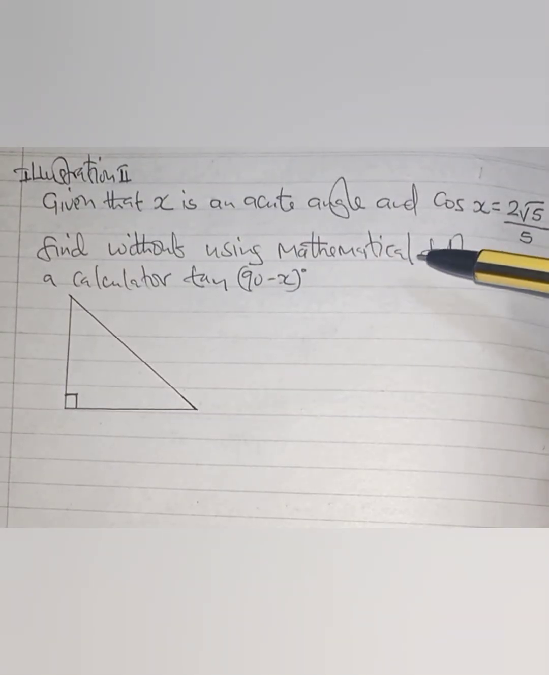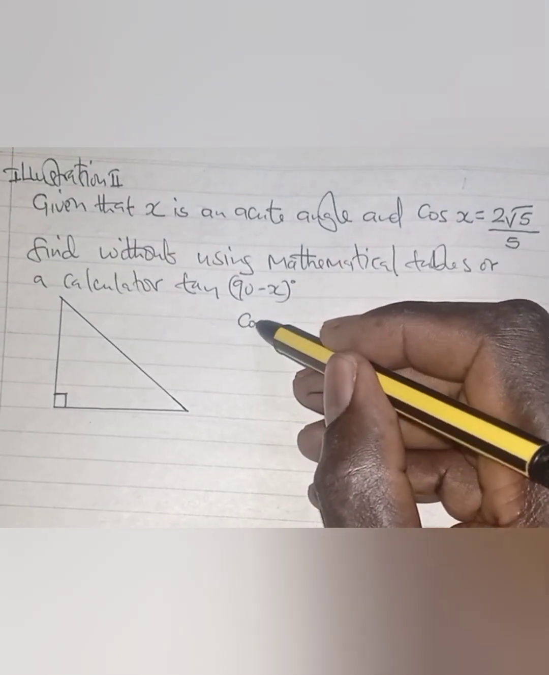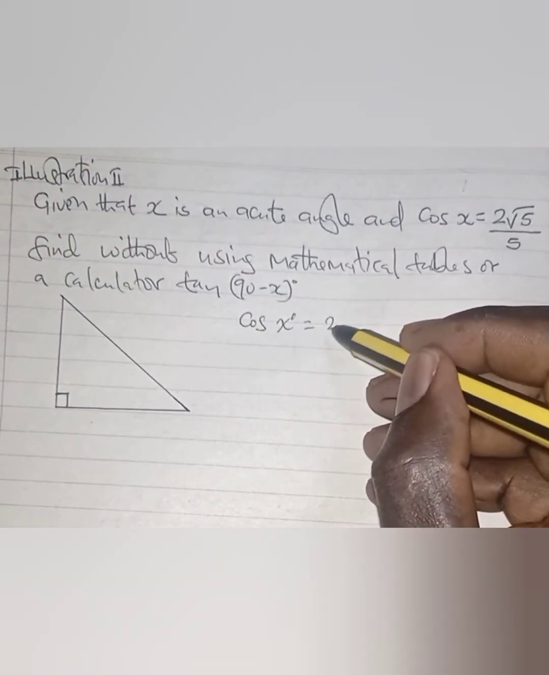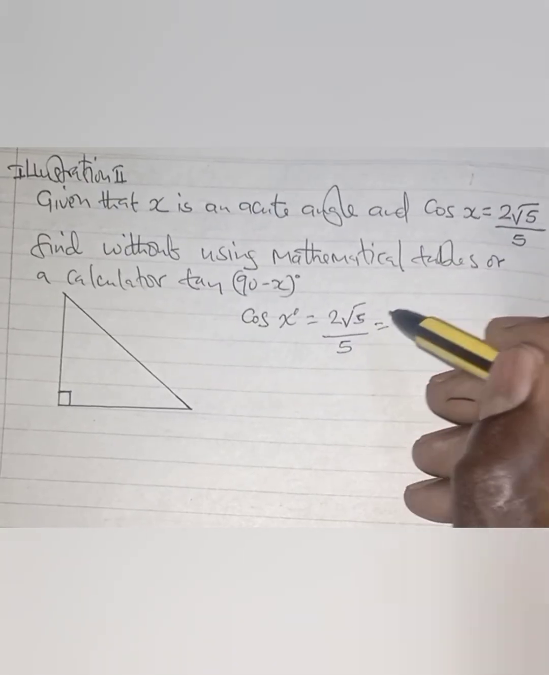Given that x is an acute angle and cos x is equal to 2 times the square root of 5 all over 5, find, without using mathematical tables or a calculator, tan of (90 minus x). Now, cos x degrees is equal to 2 times the square root of 5 all over 5. Now we know cos theta.